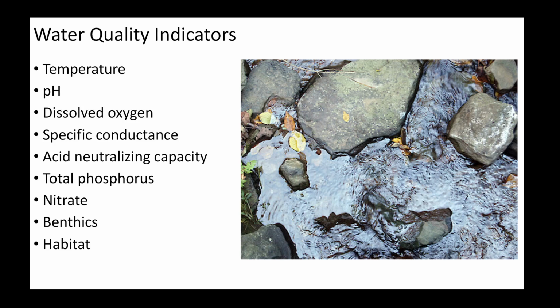Here is a picture of rocks in a shallow stream. We assess various aspects of water quality, including indicators of water chemistry, living things, and habitat. The condition of these indicators, listed here, are used to determine the overall condition of water quality in each park. Indicators dealing with water chemistry are temperature, pH, dissolved oxygen, specific conductance, and acid neutralizing capacity. Indicators that tell us about living things are total phosphorus, nitrate, and benthics. Finally, we measure one habitat indicator.